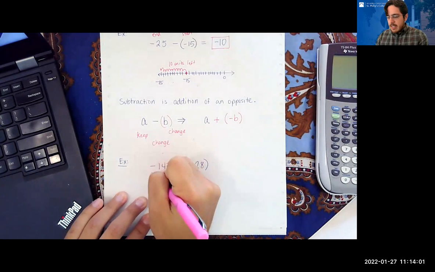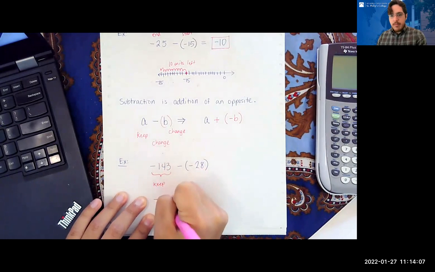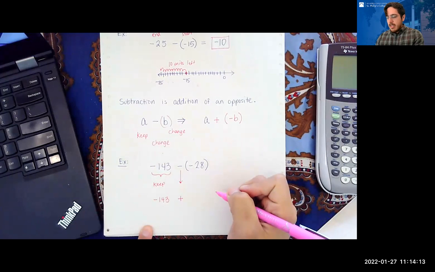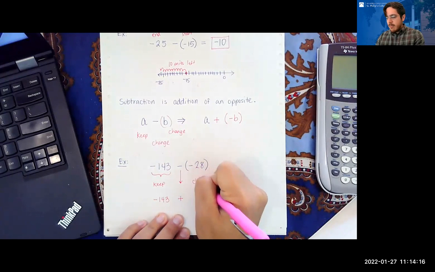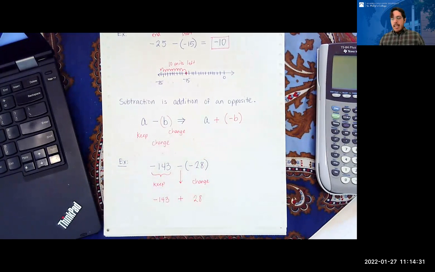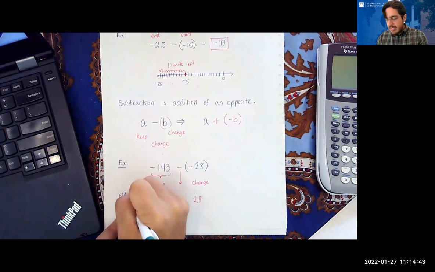So what I'll do is keep this number the same. So negative 143. I'm going to change to addition. And then I will change negative 28 to its opposite. What is the opposite of negative 28? Positive 28. Okay. And now I have an addition problem. I can forget about the original problem and just focus on this addition problem.